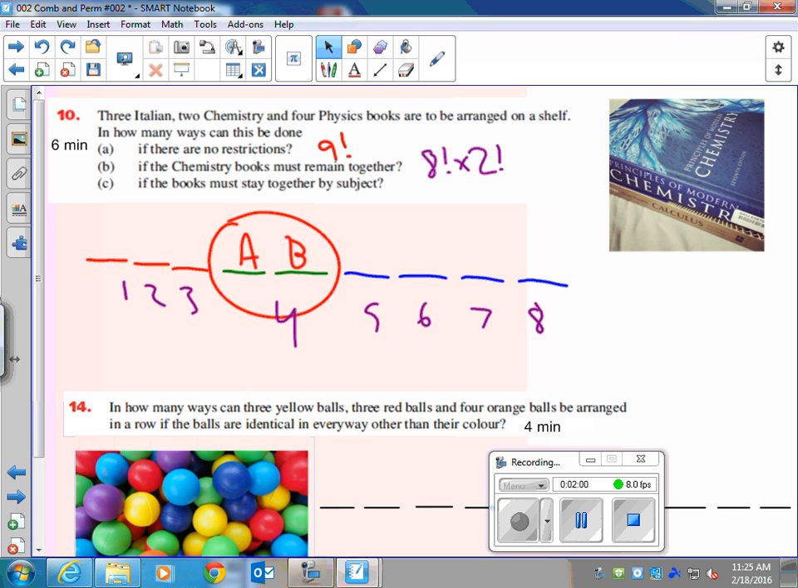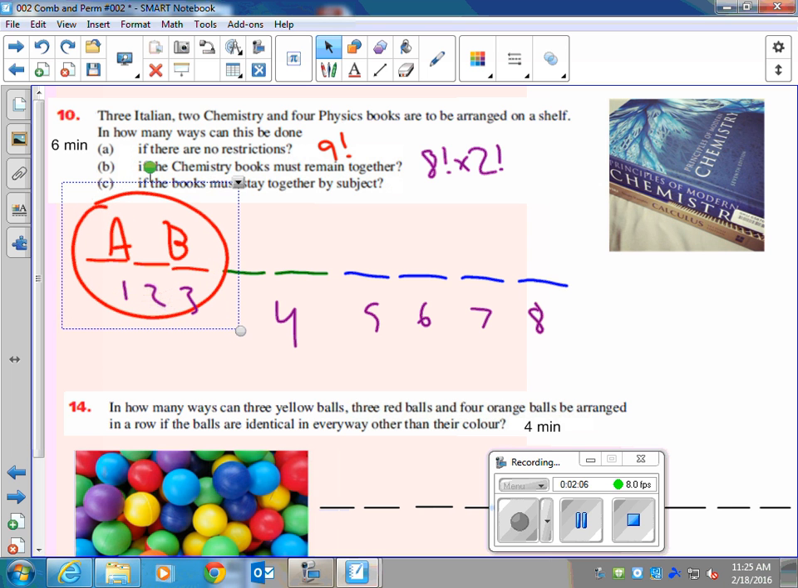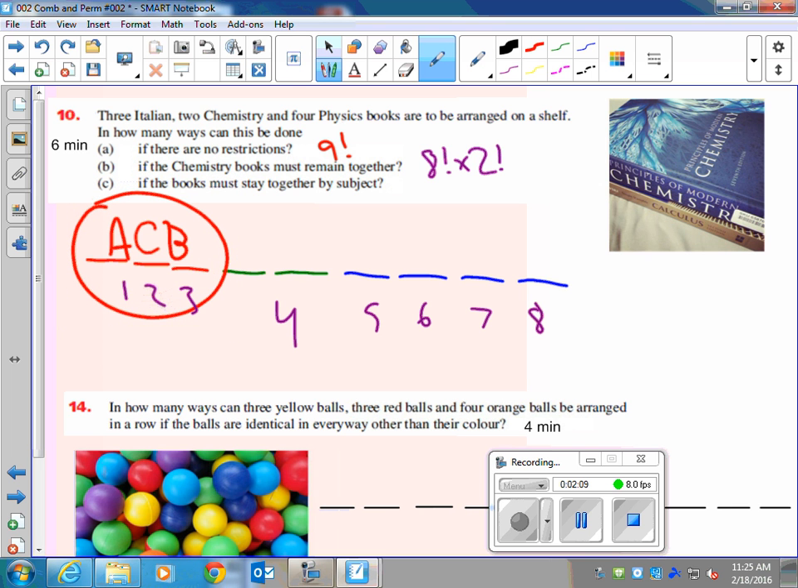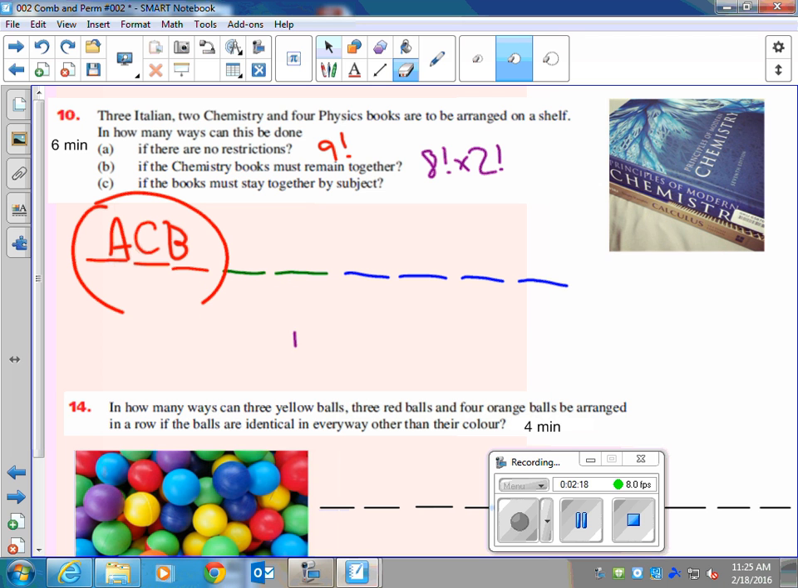Now watch this. Let's say the 3 Italian books are together. Now how many units do we have? Instead of 8, we have 1, 2, 3, 4, 5, 6, 7. This is going to be 7 factorial. And then how many ways can you rearrange 3 objects? 6, or 3 factorial. So you'd multiply by 3 factorial. What would it be if the physics books had to stay together? Well, it would be 1, 2, 3, 4, 5, 6 factorial times 4 factorial. Does that make sense?